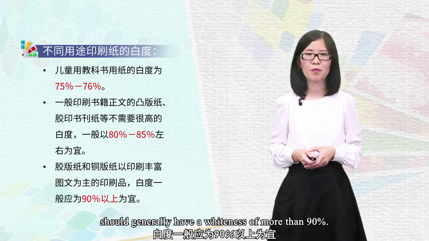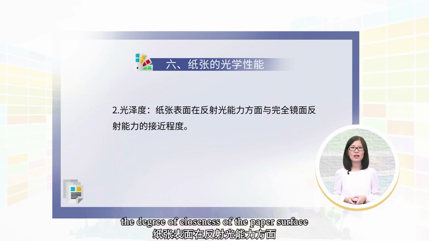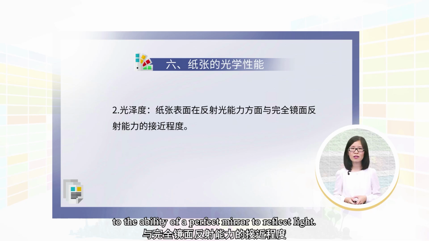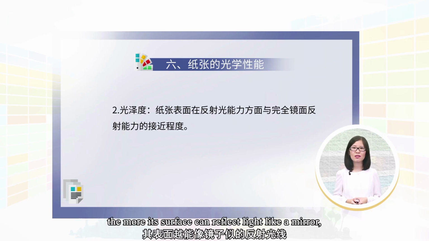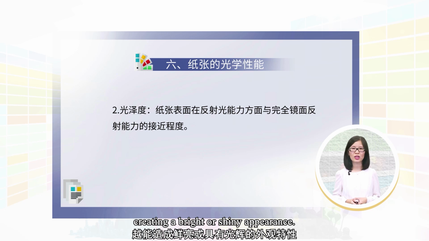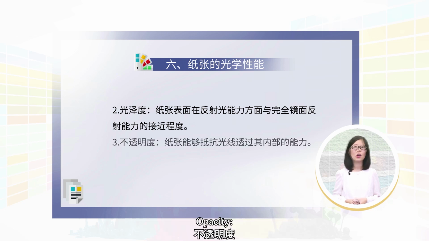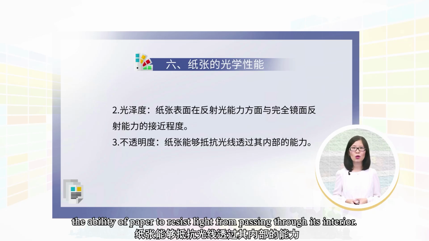Glossiness. The degree of closeness of the paper surface to the ability of a perfect mirror to reflect light. The higher the glossiness of the paper, the more its surface can reflect light like a mirror, creating a bright or shiny appearance. Opacity, the ability of paper to resist light from passing through its interior.